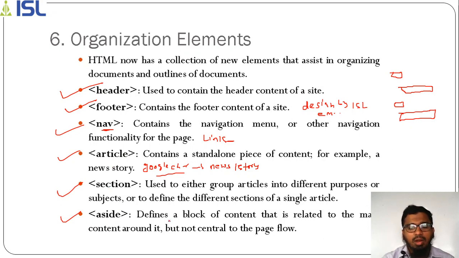Next, aside, defines a block of content that is related to the main content around it but not central to the page flow. So aside is nothing but this is not central to the page flow, this is related information like the main content around it. When you see the example for this, then you can easily identify all those things. If you did not understand this now, don't worry, when we see the practical, then you can easily understand this.